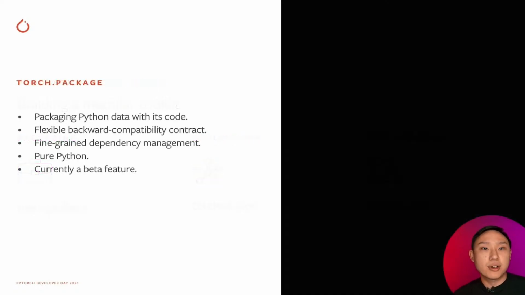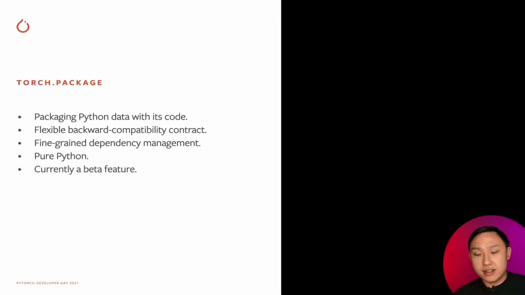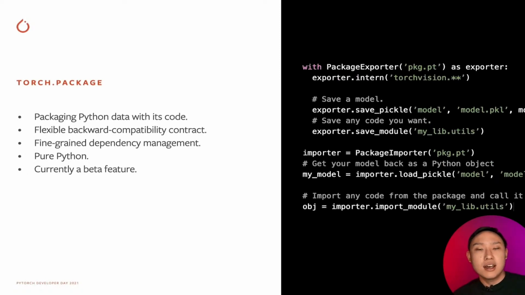So let's start with Torch Package. This is a library that allows you to bundle model, weights, and code together in a pure Python way. As you can see, you can export your model by saving it in a pickle-based format.